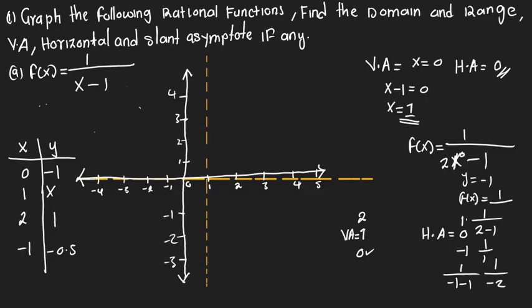So let's try to plot the first one. The first one is 0, negative 1. 0, negative 1, it's at this point.